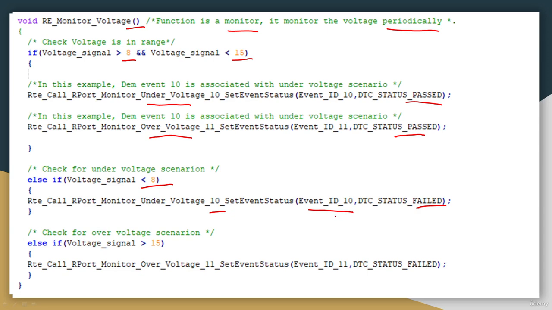And internally, every event is mapped to a DTC. So in case of an over voltage scenario, whenever the voltage signal is greater than 15, we will set event 11 with DTC status failed. So here we have two events, event 10 and event 11. Event 10 is for under voltage, event 11 is for over voltage. Whenever it is in range, the event is set to passed. Whenever it is not in range, the event is set to failed. A monitor is nothing but a function which can monitor a certain functionality periodically or when requested.